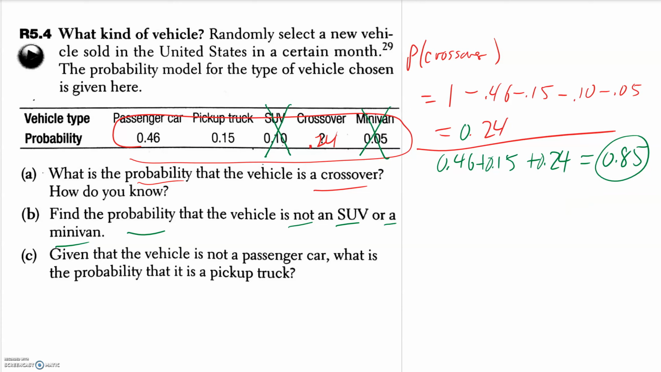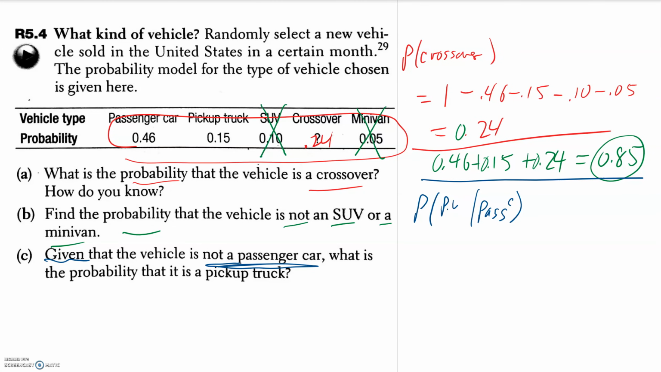All right, so third part. This is the trickier one. Given that the vehicle is not a passenger car, so I hear a given. I'm hearing passenger complement, right? So given that the vehicle is not a passenger car, what's the probability that it's a pickup truck? So I'll just go pickup truck over here.